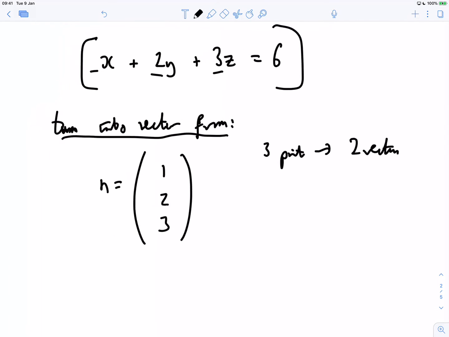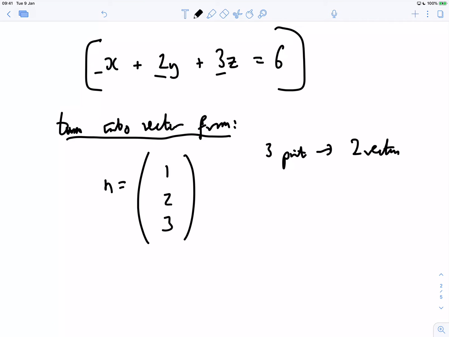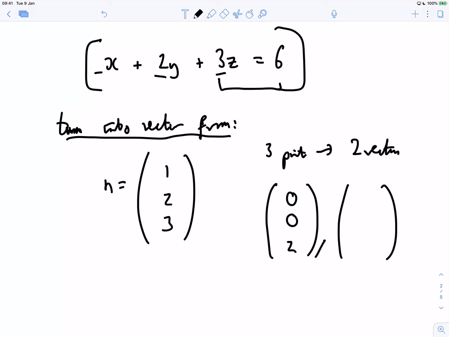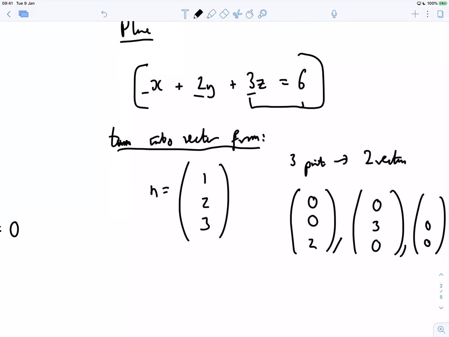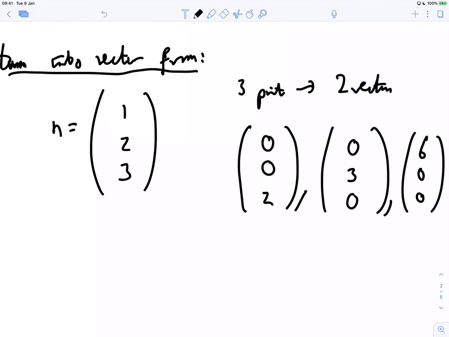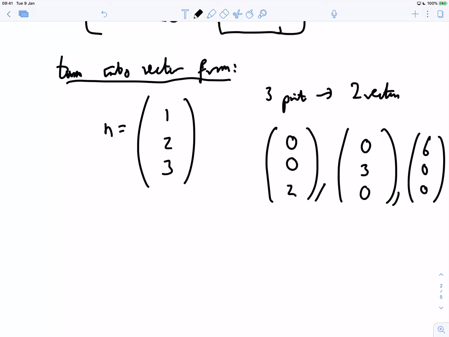And it's really easy, because let's suppose you let x be 0, y be 0, then what must z be? Well, 3z is 6, so that has to be 2. What about when x is 0 and z is 0, then 2y is 6, so that's 3. And then let's suppose that y is 0 and z is 0, then x equals 6.